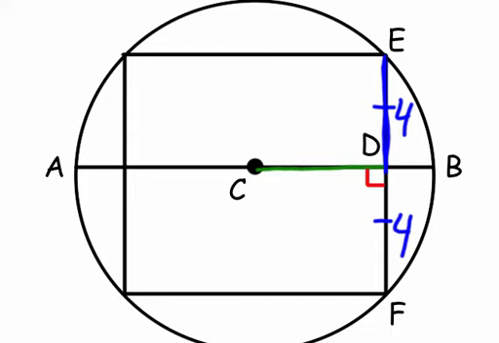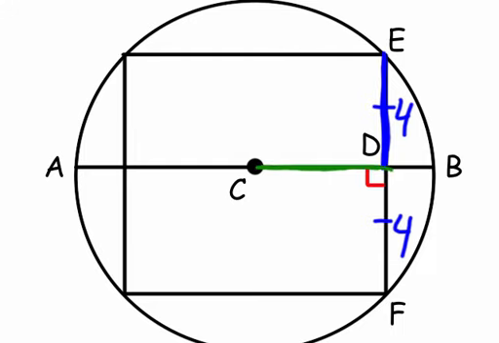Well, how the heck am I going to find CD? I know that CB, that radius all the way across, is 9. But do I know what DB is? Do I know what that little piece is? I'm not sure what that is. I can't find it. All right, so let's keep looking here. So I know that ED right here is 4. And we're trying to find what CD is.